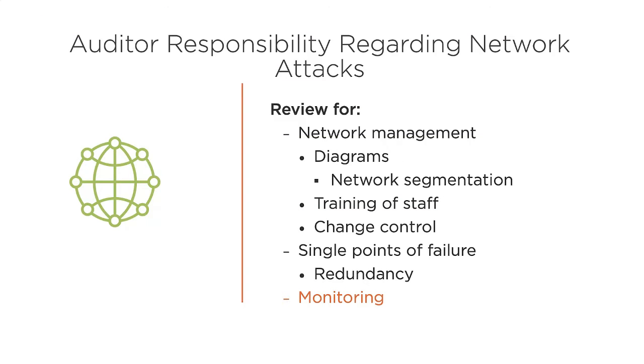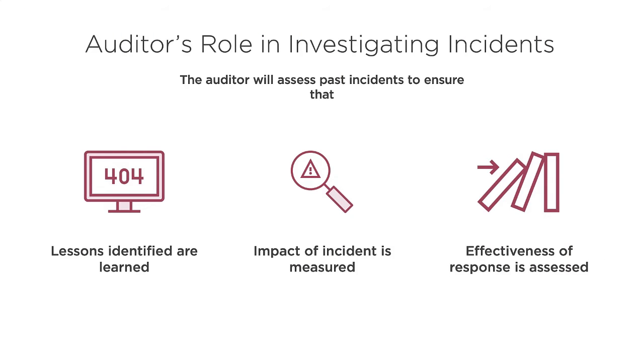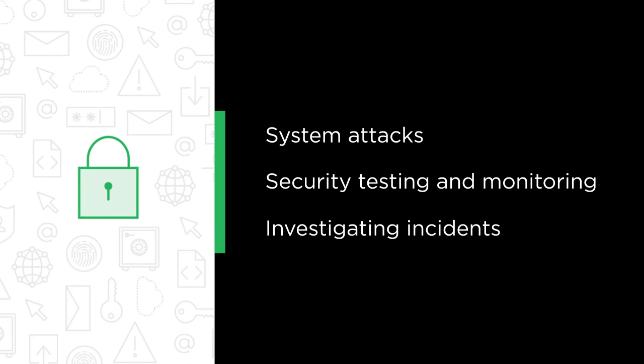Welcome to my course on Information Systems Asset Protection Monitoring. This course will provide you with an essential understanding of the process of auditing and evaluating the monitoring of information systems security controls. The Information Systems Auditor is required to evaluate the effectiveness of various controls used to secure information systems. This course addresses the auditing of the monitoring processes used by the organization, including the topics of system attacks, security testing and monitoring, and investigating incidents.